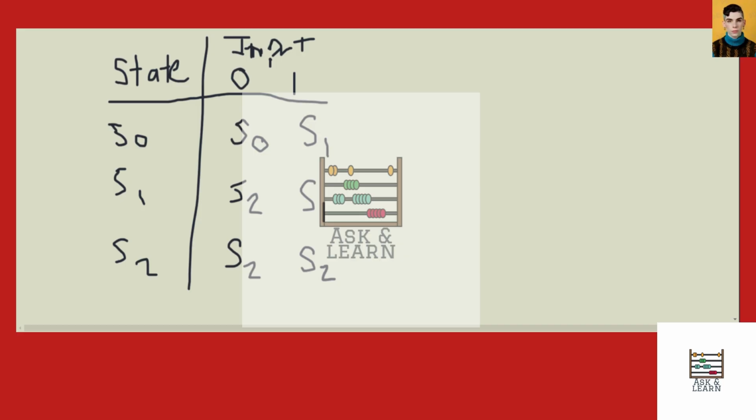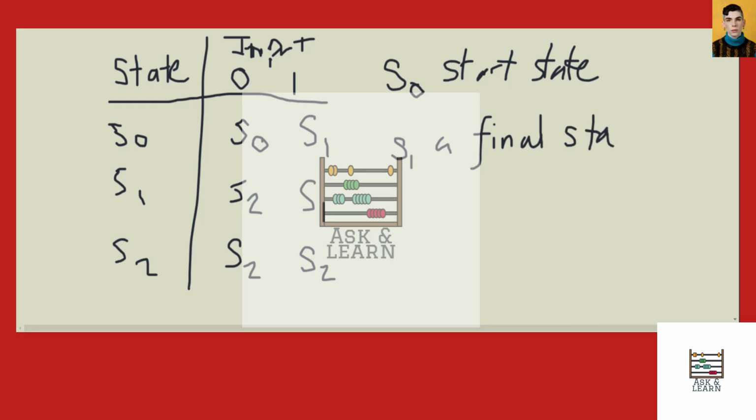We also see that S0 is marked as the start state. We see that S1 is circled twice, which means that S1 is a final state. In fact, it's the only final state. And so we have that a string will be recognized by the deterministic finite state automaton if we end at state S1.